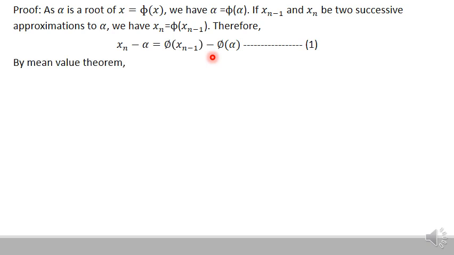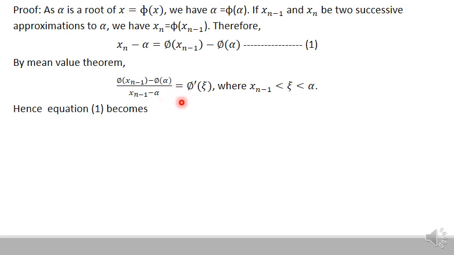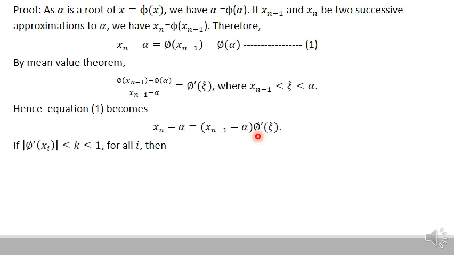By using mean value theorem, we get this result that for any psi in the interval xn minus 1 and alpha, phi dash of psi is given by this term, and hence equation 1 can be rewritten as xn minus alpha equal to xn minus 1 minus alpha into phi dash of psi. Now we will apply the third condition, that mod phi dash of xi is less than or equal to k, where k is less than 1 for all I.